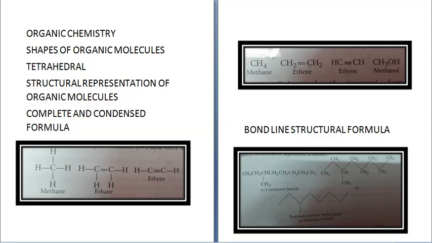Now, carbon shows tetravalency, four bonds. The most common geometric arrangement of four covalent bonds in carbon is tetrahedral. The angle between tetrahedral bonds is 109.5 degrees. The sp hybrid orbital contains more s character, and hence it is closer to the nucleus and forms shorter and stronger bonds than the sp3 hybrid orbital.